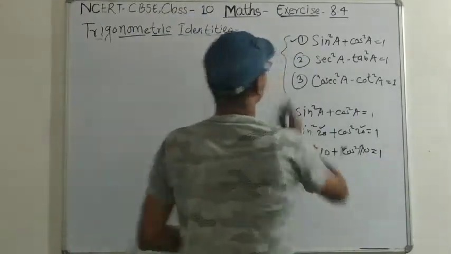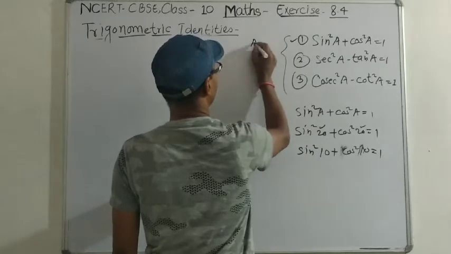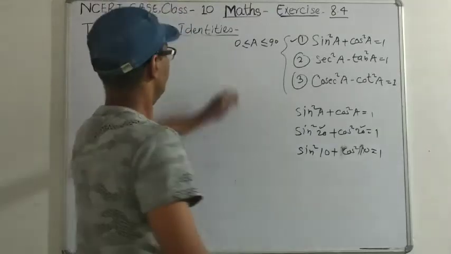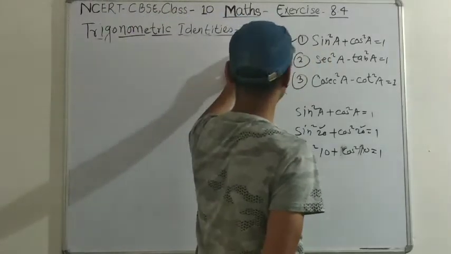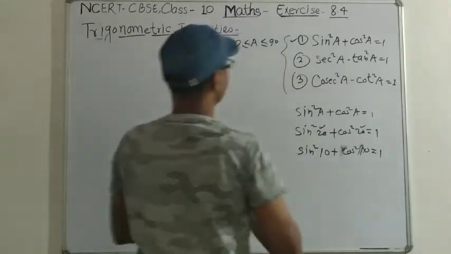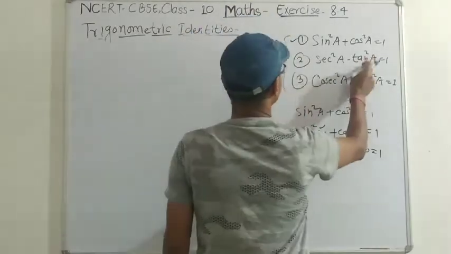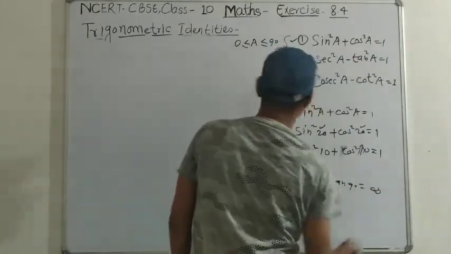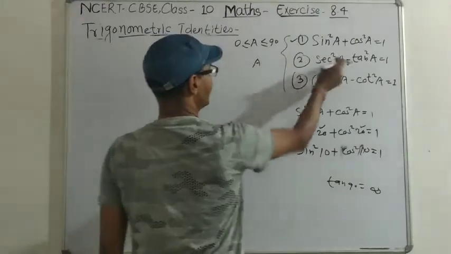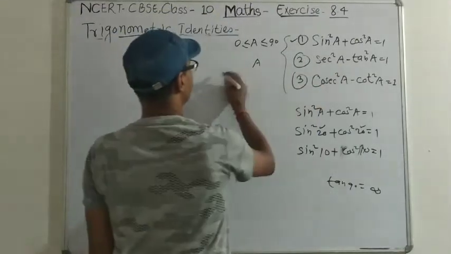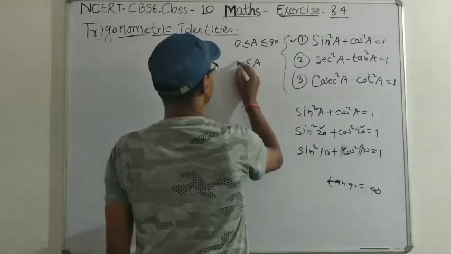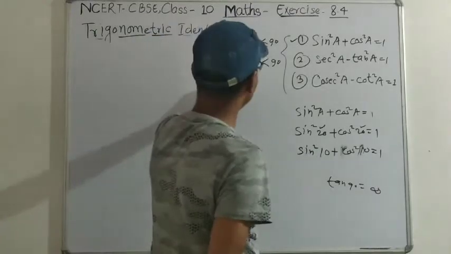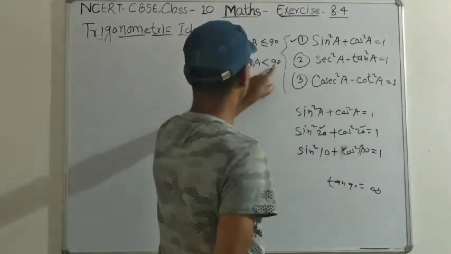And one main thing, this value is true for 0 to 90, and sin a must be 0 or 90 or between 0 to 90. It cannot be written for tan 90 because tan 90 is not defined, so we can take here only for sec, and sec 90 is also not defined, so it becomes 0 but less than 90.